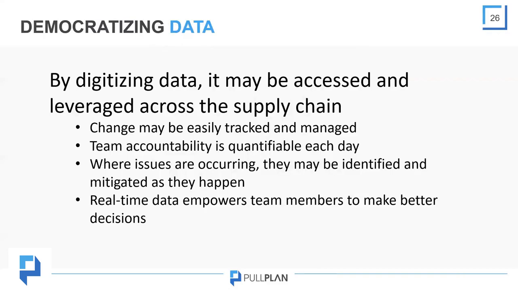So why go digital? One of the primary benefits of digital tools is the ability to democratize data. We produce no shortage of data in our industry today. From documents to spreadsheets to databases, we are constantly creating new sources of information. But by leveraging technology effectively, you can use that information to make better decisions. And when the entire team can access that information, everyone can make better decisions in the moment when they need to. Change can be easily tracked and managed. Team accountability is quantifiable every day. Where issues are occurring, they can be identified and mitigated as soon as they happen.